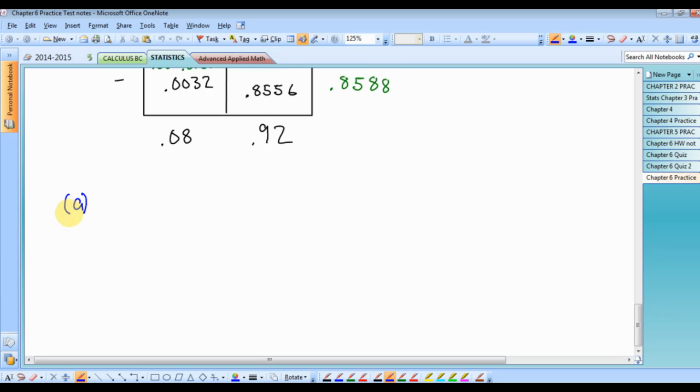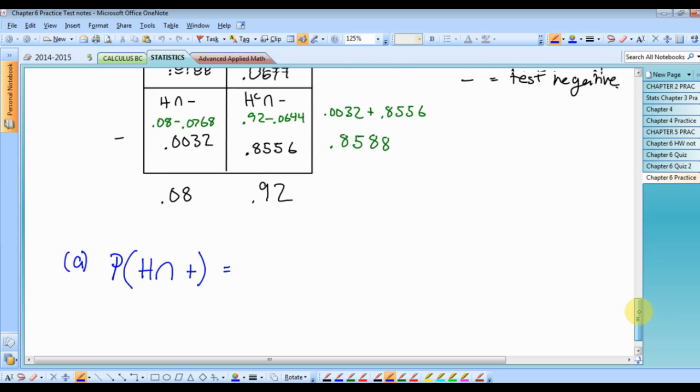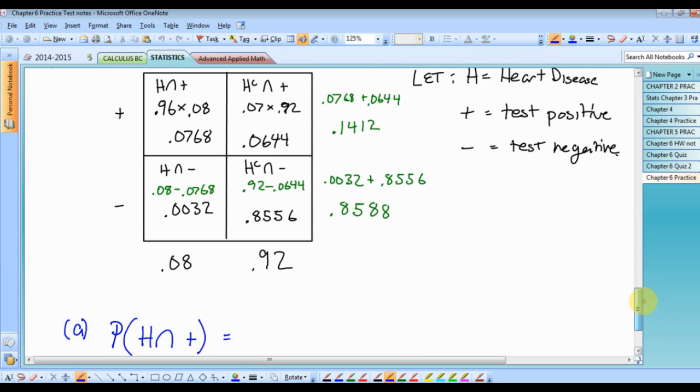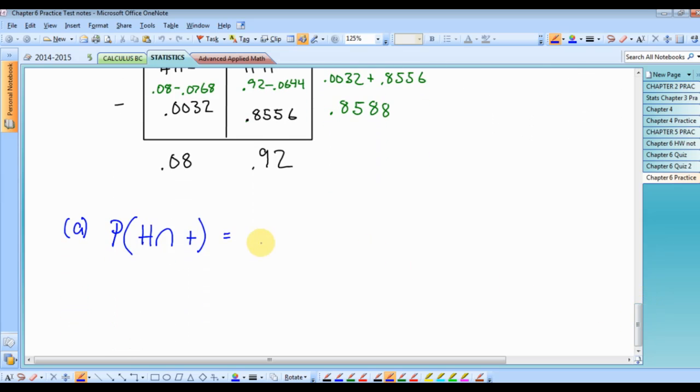Part A. If a person is selected at random, what's the probability that that person has heart disease and tests positive? Heart disease and tests positive. Notice that it said a randomly selected person. We know nothing about them other than that they're in this small town. So we can read that from the chart. The top left box is 0.0768.